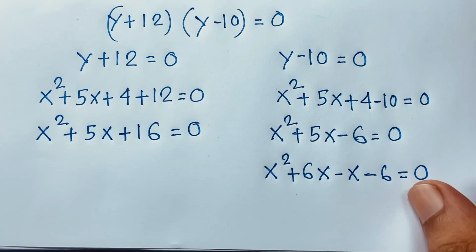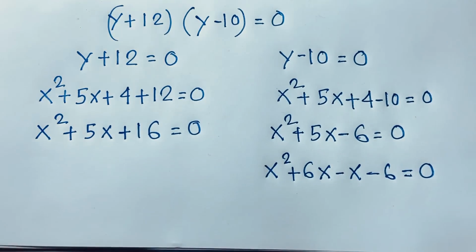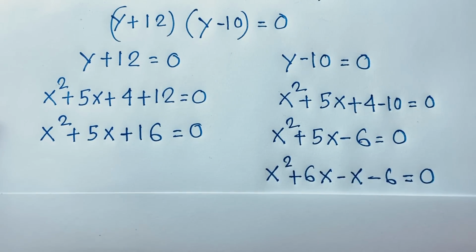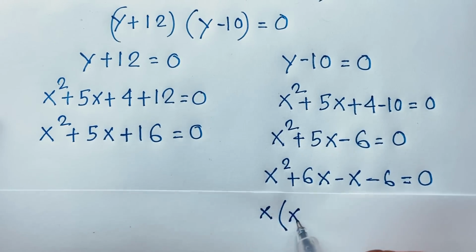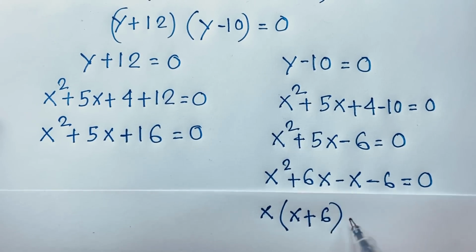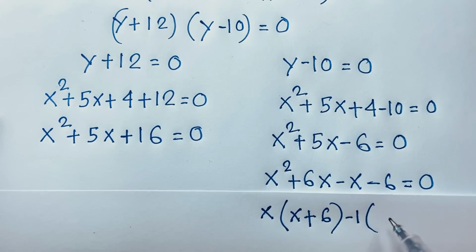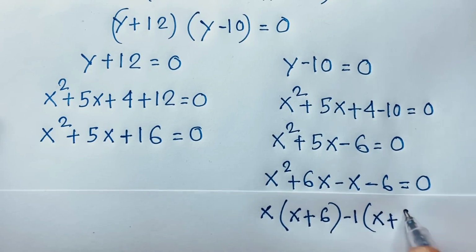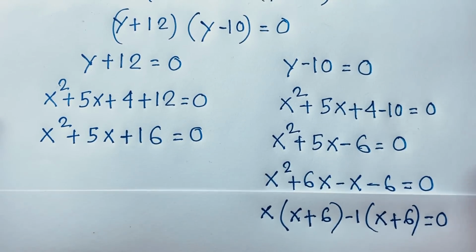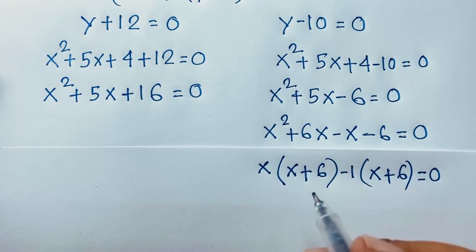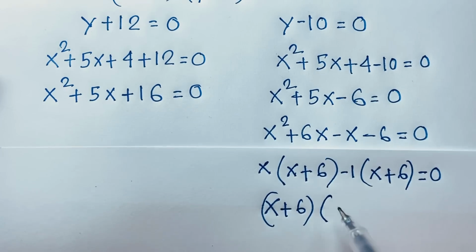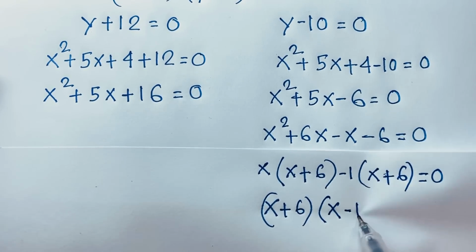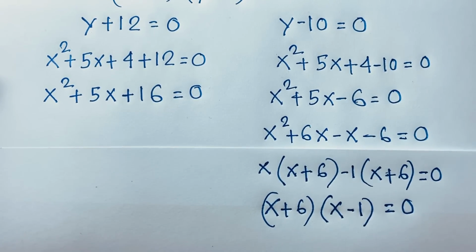Then you can see easily here x is common. So if I take x common, this divided by this will be x, and this divided by this will be 6. Minus 1 is common, so it will be x plus 6 equals 0. Then you can easily write x plus 6, and this divided by this will be x, and this divided by this will be negative 1, equals 0.